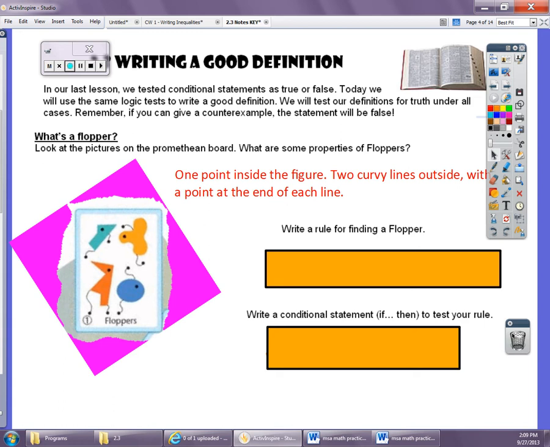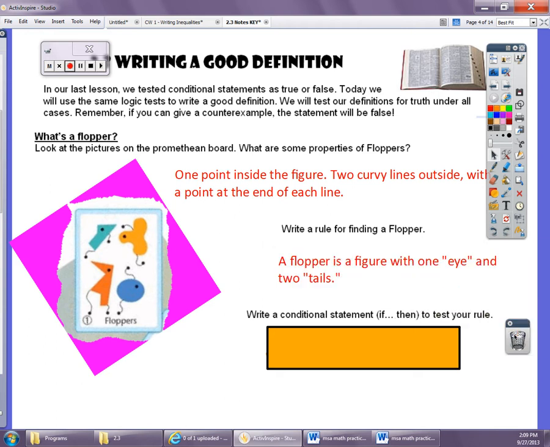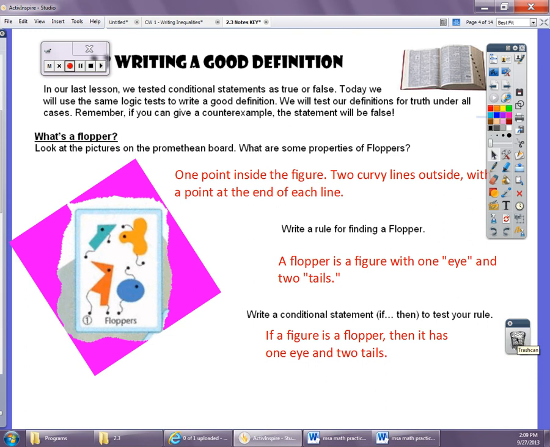So we can see a flapper, now we can try to find it. Writing a rule for finding a flapper, we can say a flapper is a figure with one eye and two tails. So if we see a figure that has one eye and two tails, it's going to be a flapper. And then we can write our conditional statement, which is our if-then. If a figure is a flapper, then it has one eye and two tails. If at any time you need to pause and write all the information down, just pause it and then catch up. So this is what a flapper is. If a figure is a flapper, it has one eye and two tails.